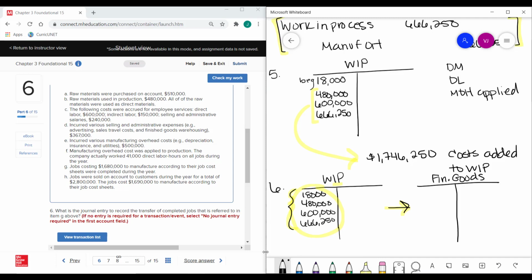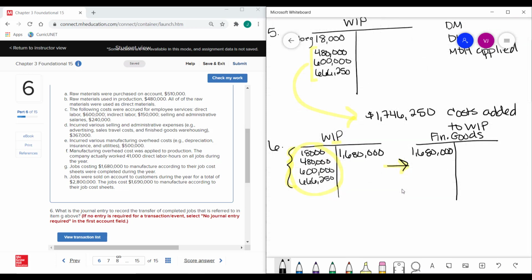So to move that out of work in process into finished goods, how are we going to do that? Well, we're simply going to credit work in process for the cost of the jobs we finished. Credit work in process, meaning taking it out of work in process and moving it to finished goods with a debit for that same amount. Right? So now we have enough information for that entry. So we are going to debit finished goods for 1.68 million, and we're going to credit work in process for 1.68 million as well.